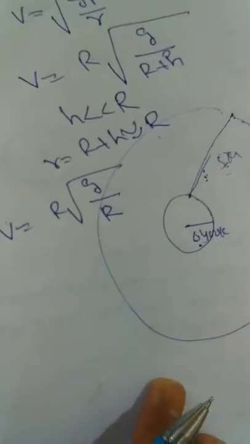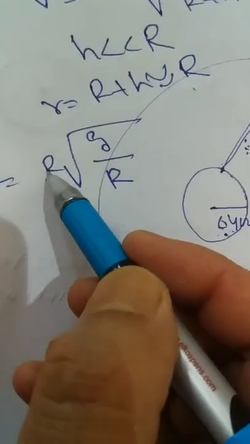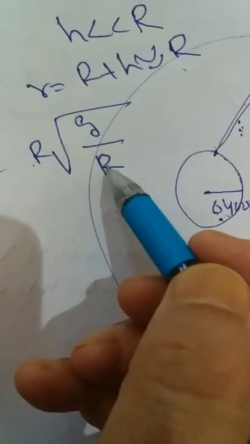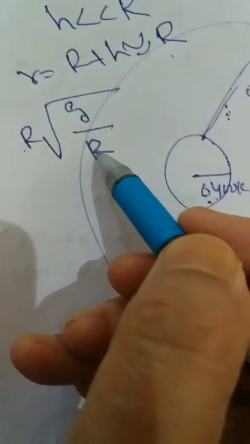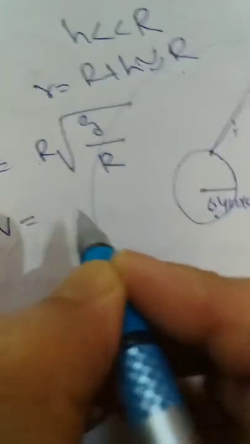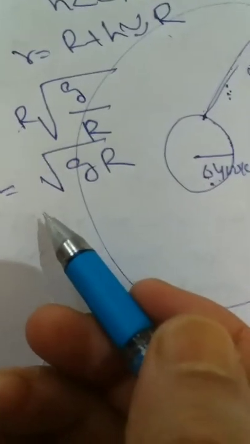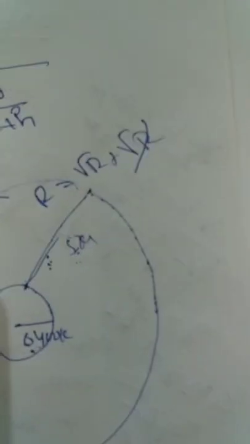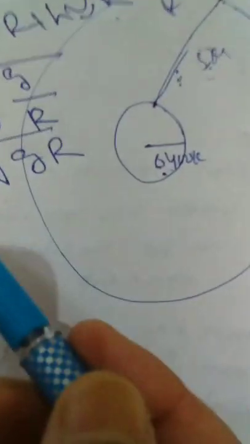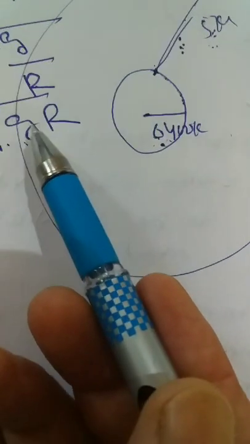This becomes under root R divided by under root R multiplied by under root R, because R can be written as under root R multiplied by under root R. The under root R and under root R will cancel out. So v is equal to under root of gR. That means the orbital velocity is equal to the square root of the acceleration due to gravity times the radius of the earth.